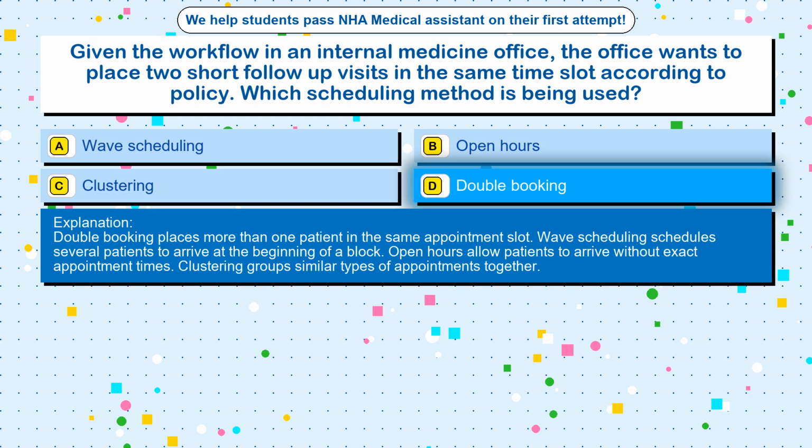Double booking places more than one patient in the same appointment slot. Wave scheduling schedules several patients to arrive at the beginning of a block. Open hours allow patients to arrive without exact appointment times.